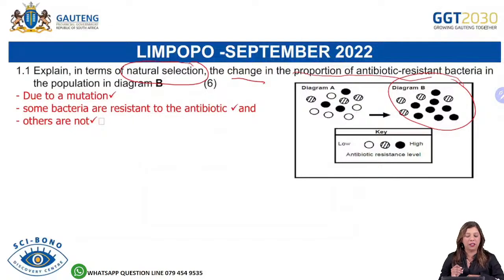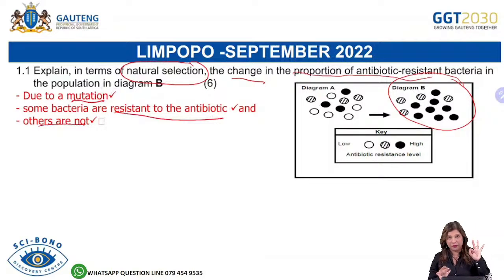So due to mutation, some bacteria are resistant. Do you see that? Due to mutation, some bacteria are resistant to the antibiotic and others are not. Now I want you to take note of the mark allocation in grade 12s. There are 3 marks already here. Out of the 6 marks, there are 3 marks. Okay?